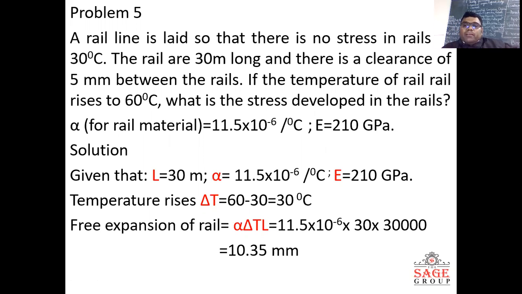A rail, you know what a rail is? A rail line is laid so that there is no stress in the rail at 30 degrees centigrade. So no stress at 30 degrees centigrade. The rails are 30 meters long.